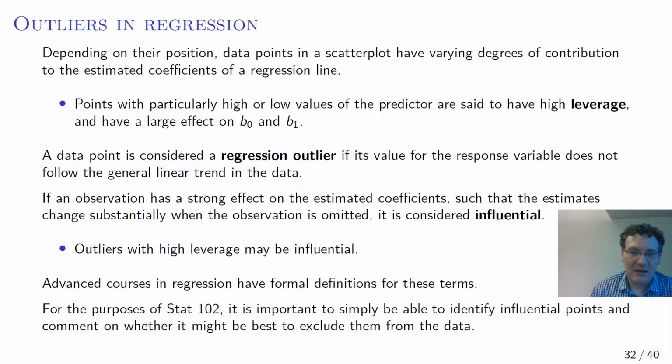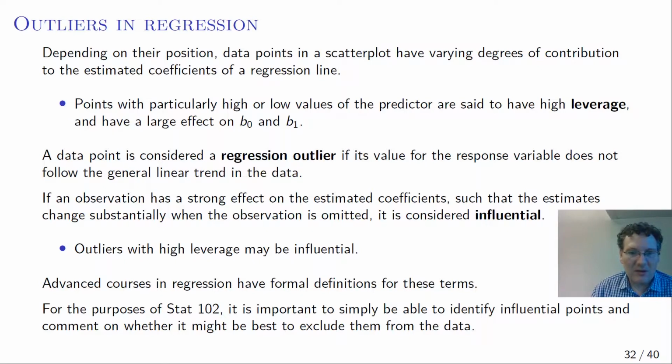A data point's called a regression outlier if its value for the response really doesn't follow the general linear trend. So where its residual is way far off. If you did standardized residuals, and it had a z-score of more than 4 or less than -4, that would be very extreme. Even 3 would be pretty high.